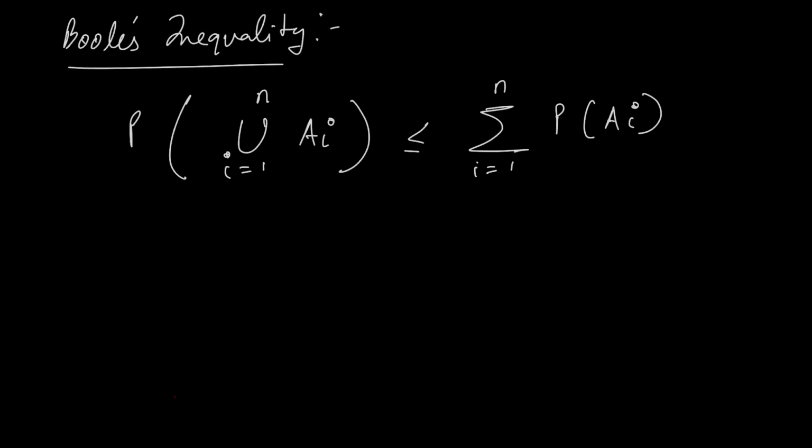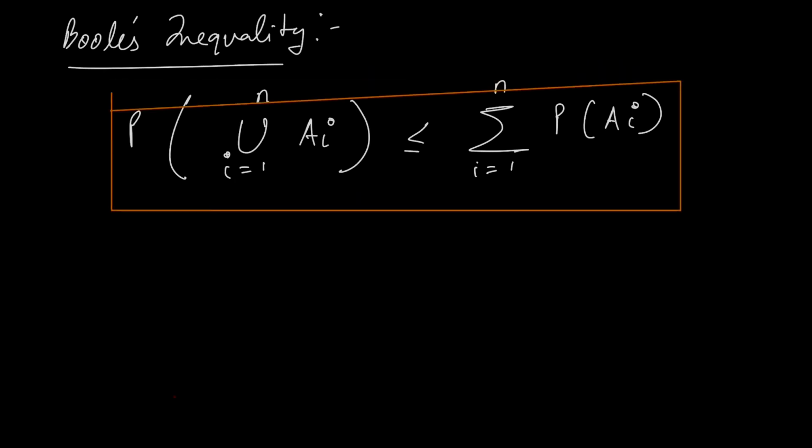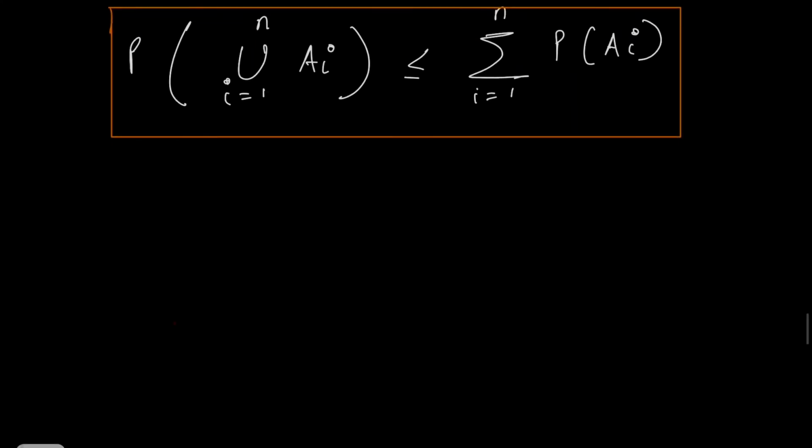In today's video we'll be studying Boole's inequality, that is this inequality. Boole's inequality states that the probability of the union of the events will always be less than or equal to the summation of the probability of the individual events. So let us just break this down.